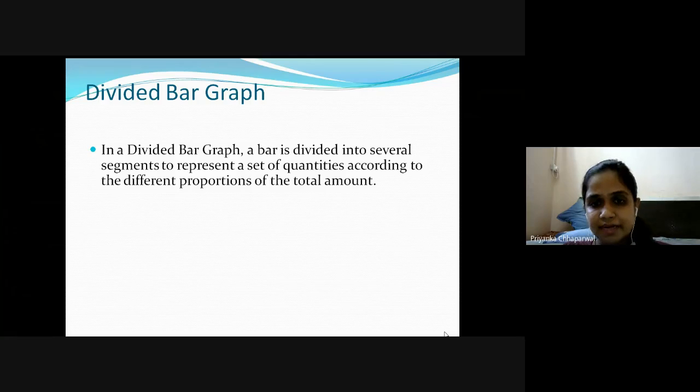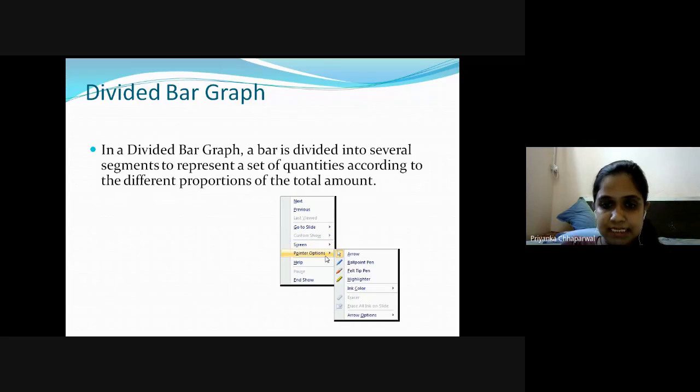So what is the divided bar graph? It is the same as the bar graph, but it is easier as compared to the bar graph. In a divided bar graph, there is only a single bar. The bar is divided into several segments to represent a set of quantities according to the different proportions of the total amount. जैसे हमने पाई चार्ट पढ़ा ना, सेम वैसे ही ये है.